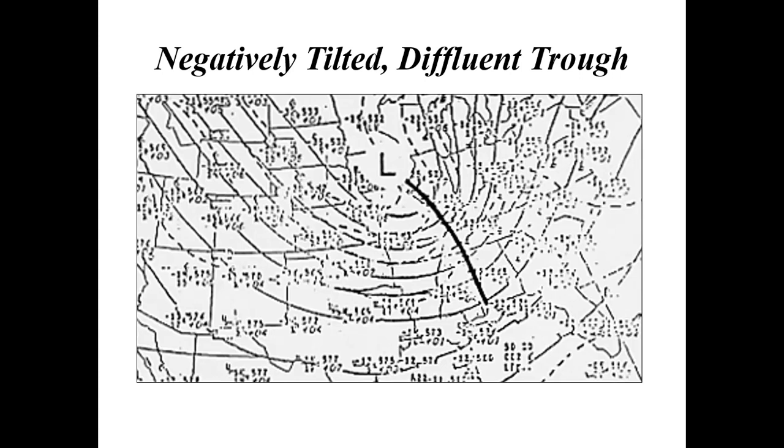There's an upper level low that's positioned over Iowa in this particular graphic. And you notice the solid black line, that is your negatively tilted trough. So you see how it extends basically from northwest towards the southeast, the axis of this negatively tilted trough. And then diffluent basically means that your height contours, the solid black lines that run across this chart, are spreading apart. And as they spread apart, they remove mass in what's known as diffluence.